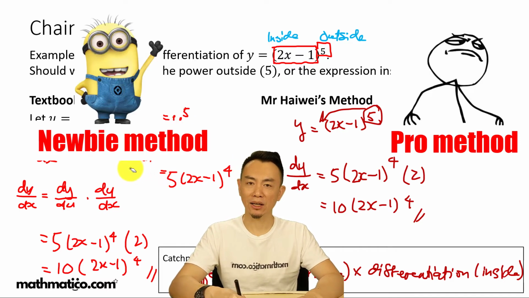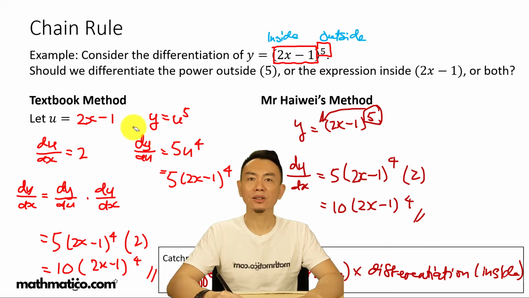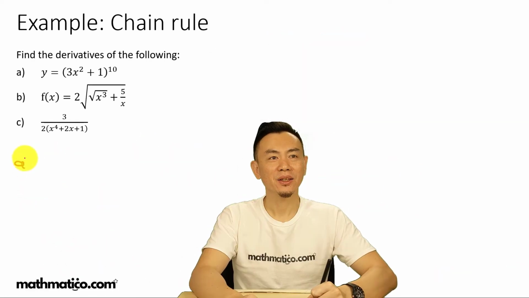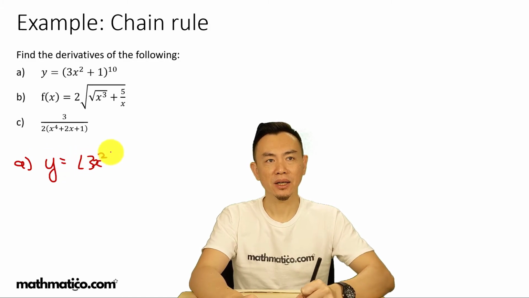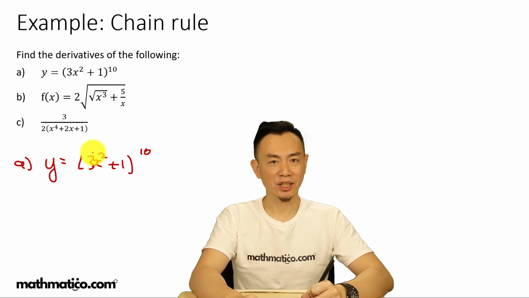We are going to apply the chain rule, this equation here, in other types of questions as well, so you might as well know it very well. So now let's look at some examples and see how this works. Part A, we're going to differentiate y equals bracket 3x squared plus 1 to the power of 10. This is pretty much like what we had just now.